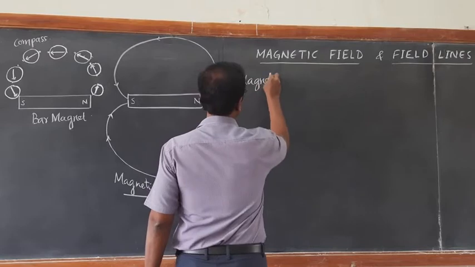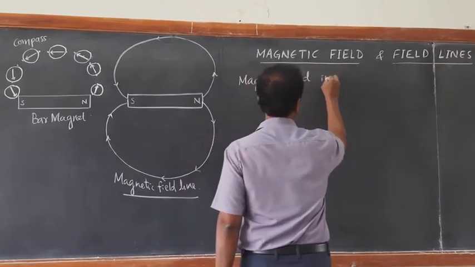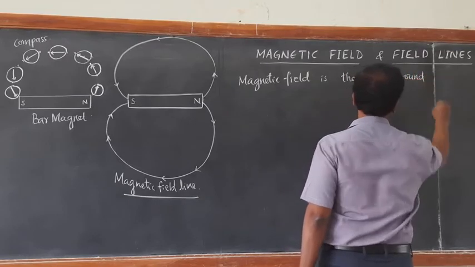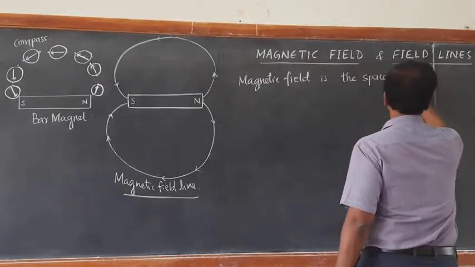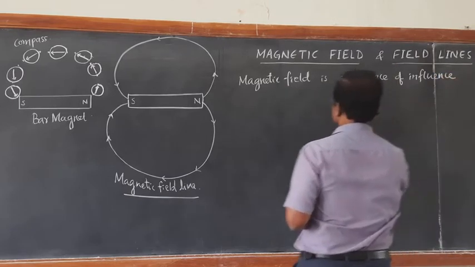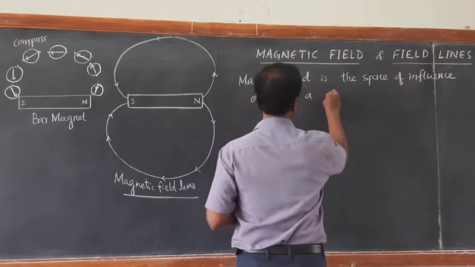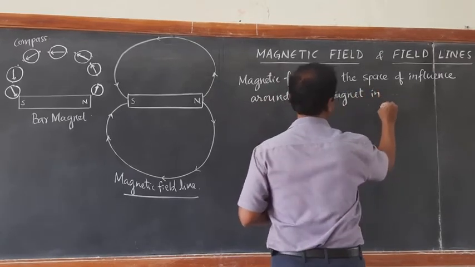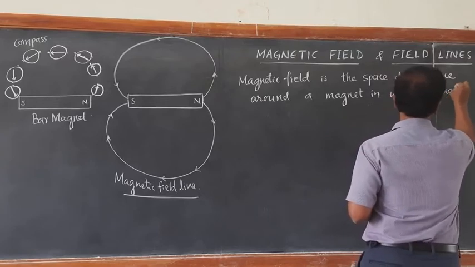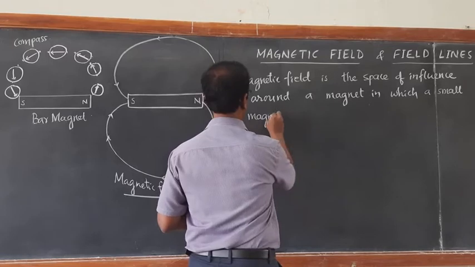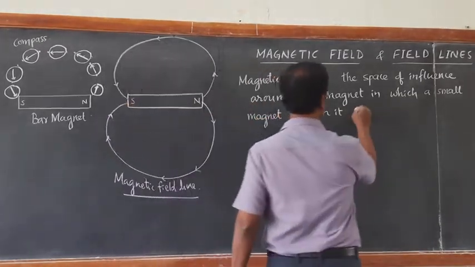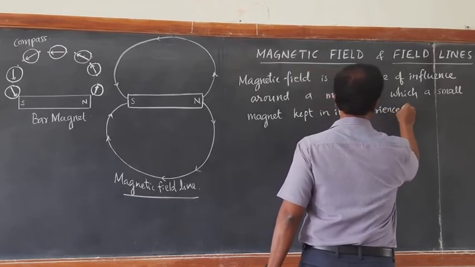Magnetic field is the space around the magnet, or you can say space of influence around a magnet, in which a small magnet kept in it experiences a force.